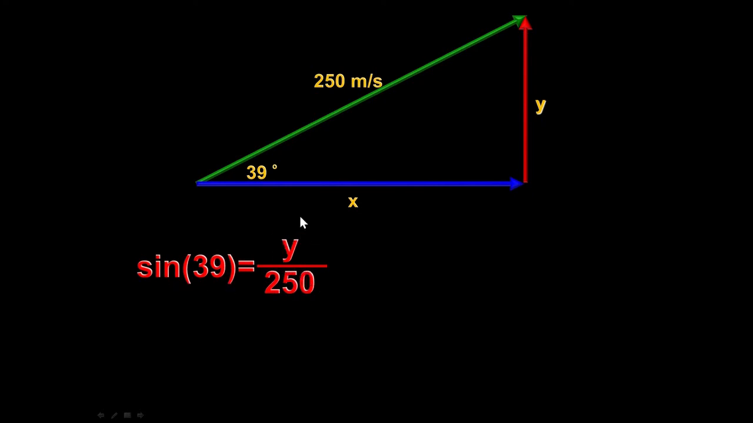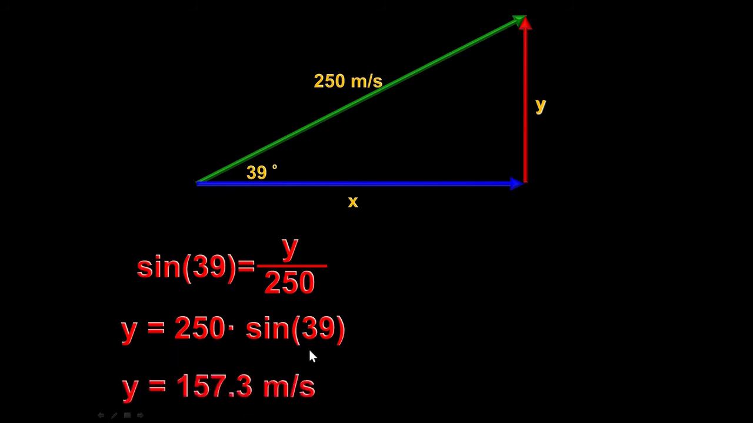I'm trying to get y by itself. I'm trying to solve for that. So I'm going to multiply both sides by 250. And it looks like I can find out what y is by just taking the 250 meters per second and multiplying by the sine of 39 degrees. If this is in degrees, we have to make sure our calculator knows that that 39 was degrees, not another unit like radians. So we have to make sure we're in degree mode. If we did that right, we should get this answer here.